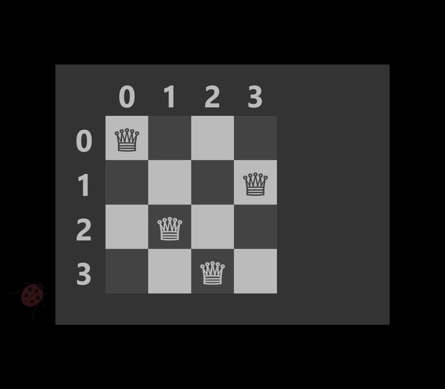3-2 is diagonally under attack from the third queen. 3-3 is directly under attack from the second queen. So we backtrack. We try to place the third queen here. It is not safe. So we again backtrack. Since the second queen is in its final position, we can't move further.